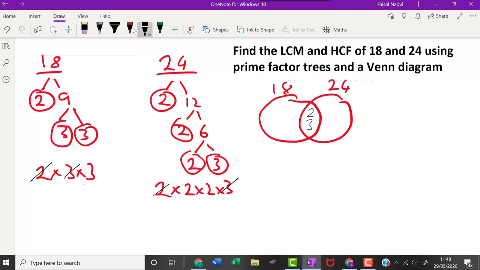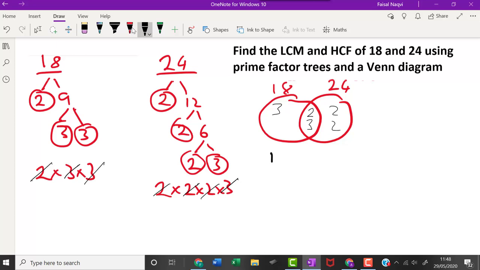I have another 3 in the 18, but there's no more 3s in the 24, so I have to write that separately in the 18 section. I have two numbers left on the 24. Both of those are 2s. There's no more 2s on the 18, so I cross those out and write those in.